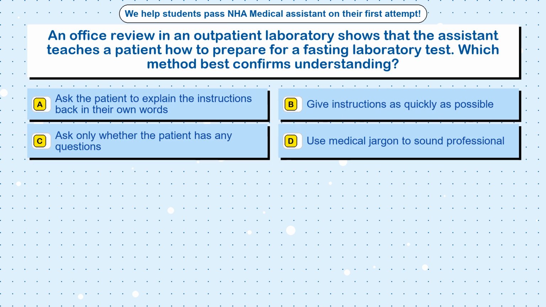Question 61. An office review in an outpatient laboratory shows that the assistant teaches a patient how to prepare for a fasting laboratory test. Which method best confirms understanding? Option A, ask the patient to explain the instructions back in their own words. Option B, give instructions as quickly as possible. Option C, ask only whether the patient has any questions. Option D, use medical jargon to sound professional.